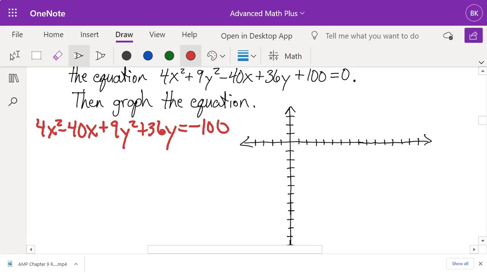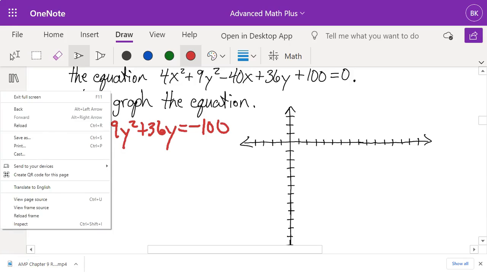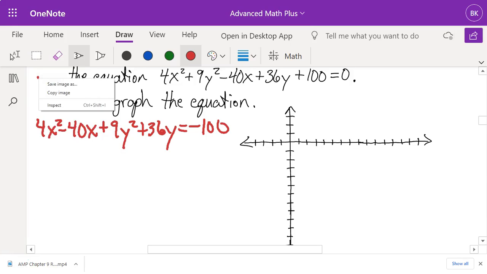When we did these with circles, we just divided everything by what was in front of x squared and y squared. We can't do that here because they're not the same number, and if they're not the same number, they're not circles. In general form, I know this has to be an ellipse because even though they're not the same numbers, they are the same sign. If they're both positive, it's going to be an ellipse. If one's positive and one's negative, it's going to be a hyperbola, which we're not doing today.